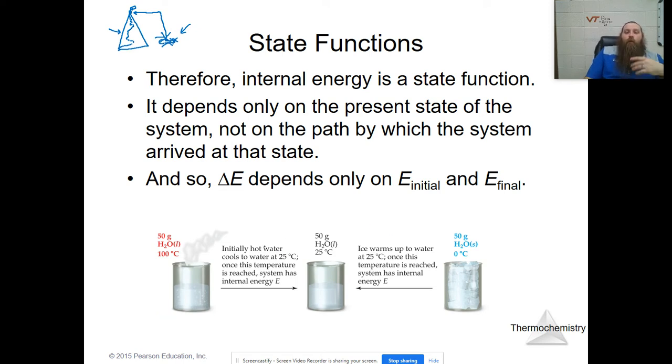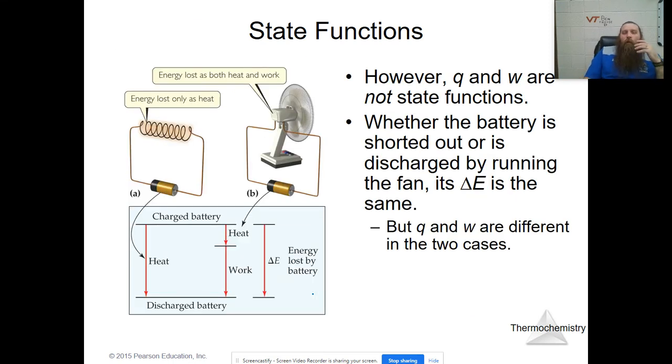Okay, so internal energy is a state function. It only depends on the present state of the system. That means delta E as a whole only depends on the final and initial states of the reaction. Well, that's great for delta E. What about the other side of the equation, Q and W? See, Q and W are not state functions, all right?